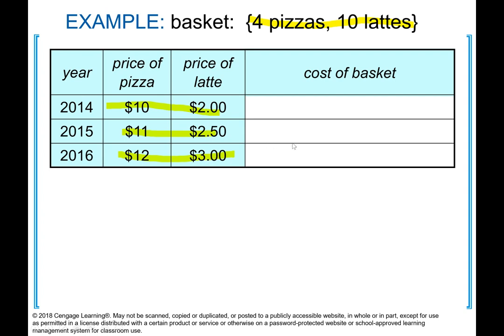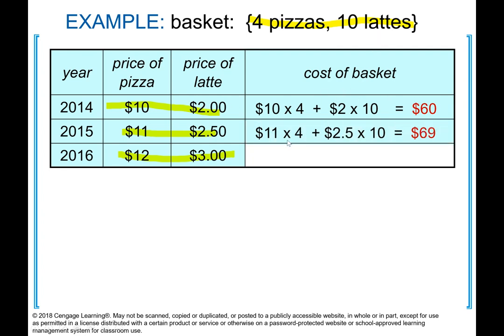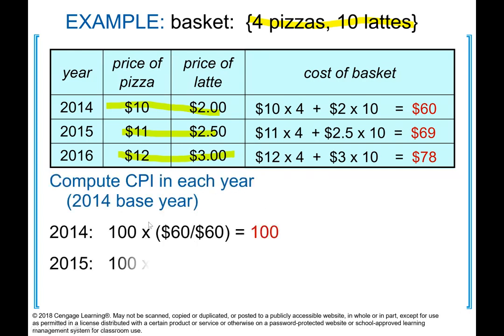Number three, calculate the cost. Okay, the market basket in 2014 was costing $60, which is 10 times 4 plus 2 times 10. And in 2015, that was $69. And 2016 was $78. Cost of the basket. Then we compute CPI.